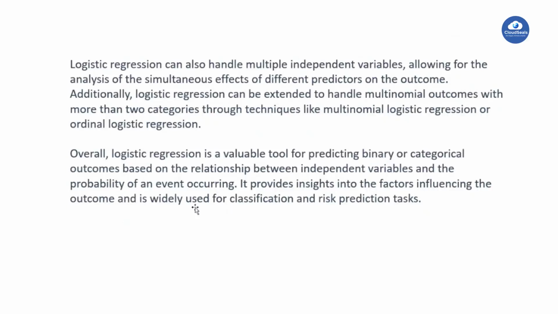So here we'll calculate the probability of an event occurring. For example, the probability of whether this mail is spam or the probability of whether this mail is non-spam. Whichever probability is high, it will predict it as the related class.